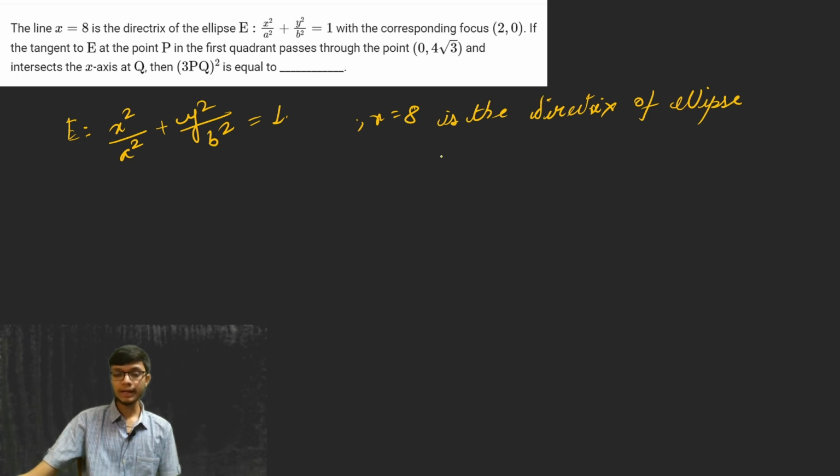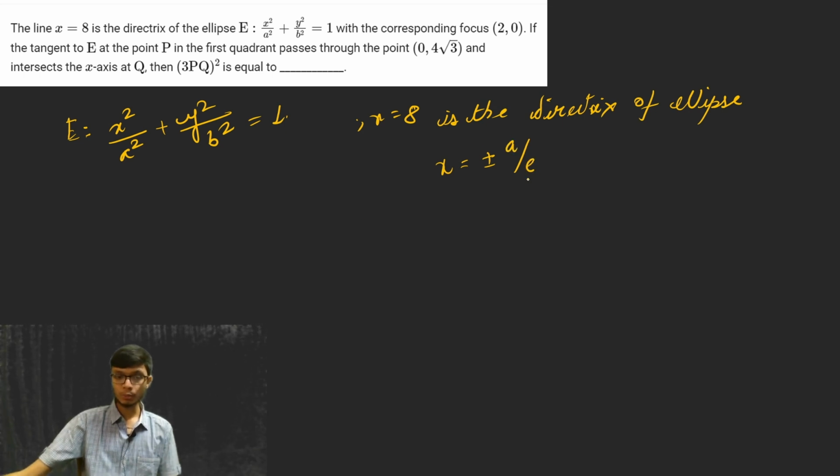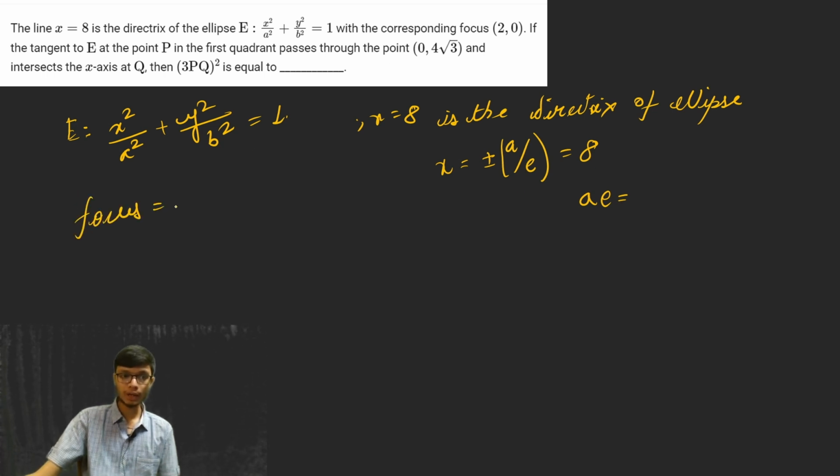So x is equal to 8 is the directrix, that means for the general ellipse with the x axis as the major axis, the two directrices are given by x = plus or minus a by e. If you have studied the chapter, you must know all these things. And it is saying that a by e is equal to 8. And it is also talking about the focus. One of the foci is 2 comma 0.